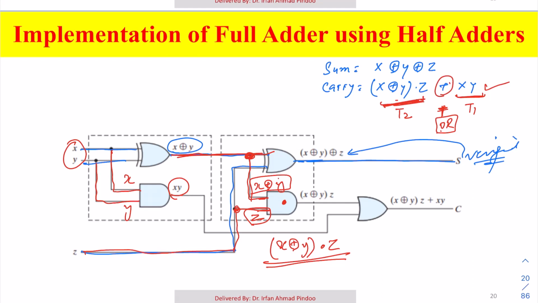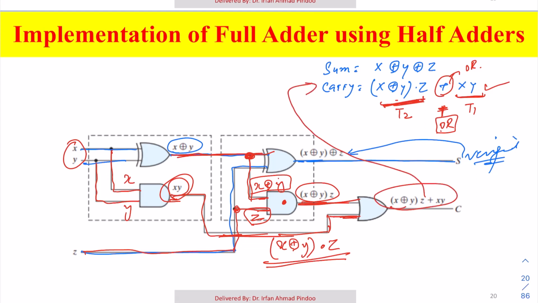Ultimately what are we doing? OR operation of T1 and T2. This is my T2, this is my T1, and we do the OR operation of both the outputs, and ultimately we get the exact equation of carry. So this is the efficient way of implementing full adder using half adders.